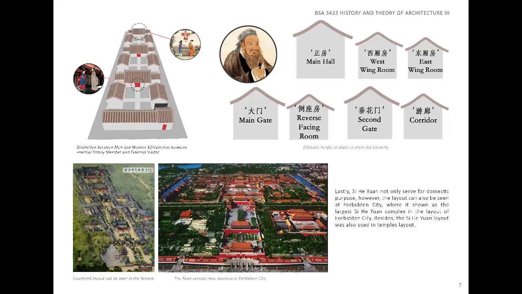四合院 not only serves a domestic purpose. The layout can also be seen in the Forbidden City, which is shown as the largest 四合院 complex. Besides, the 四合院 layout was also used in the layout of temples. A courtyard layout can be seen in the temple. The road concept was applied in the Forbidden City.